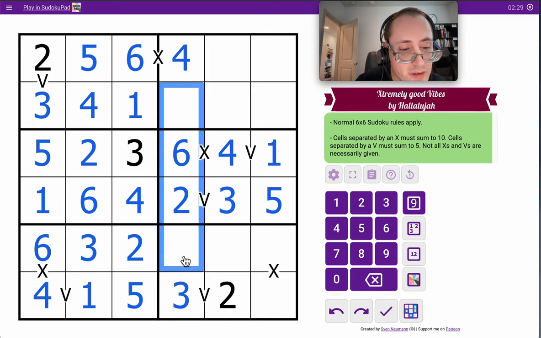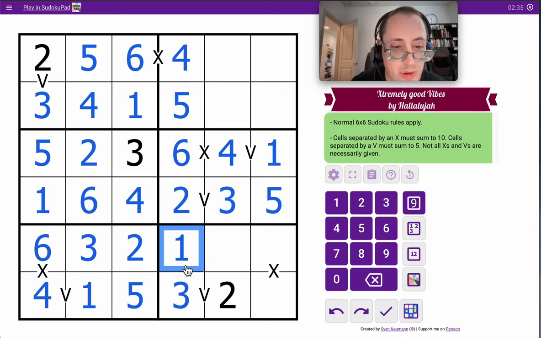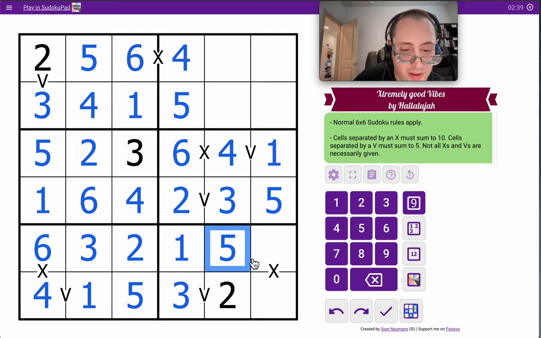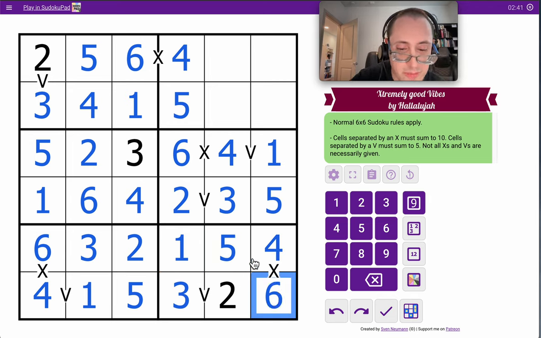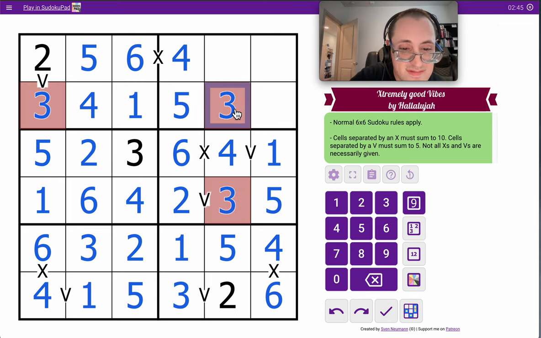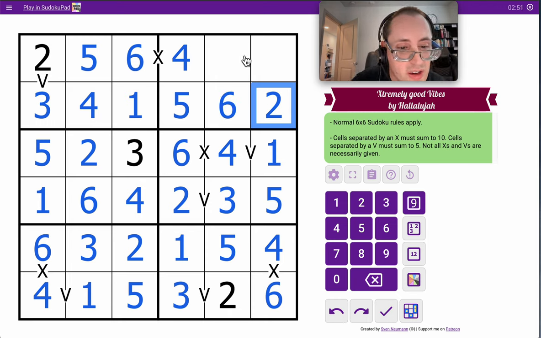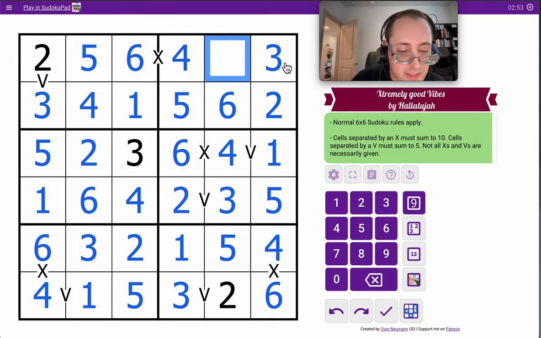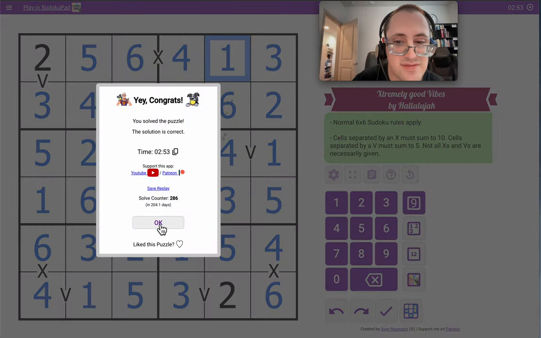Column 4 is missing 1 and 5. I know the order. Row 5 is missing 4 and 5. I know the order. 4 on an X must be paired with 6. Those are 2 and 3. Whoops. No, 2 and 6. I don't scan very well. That's a 3. That's a 1. Easy enough.